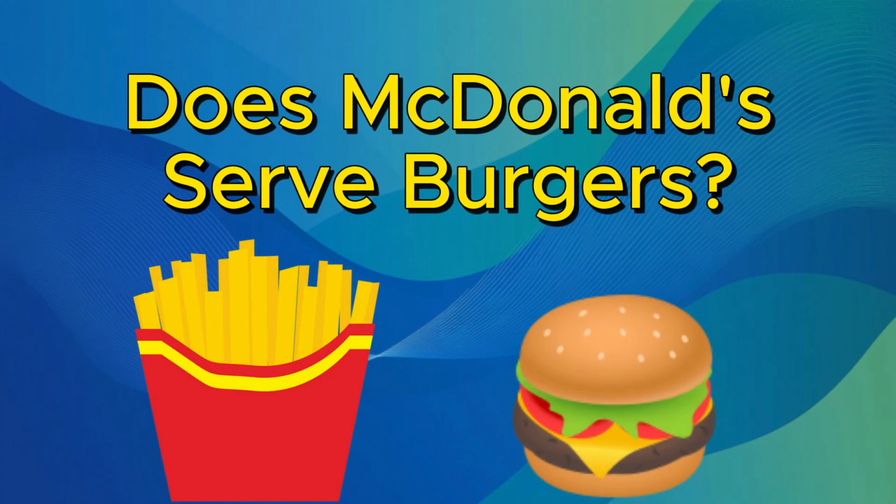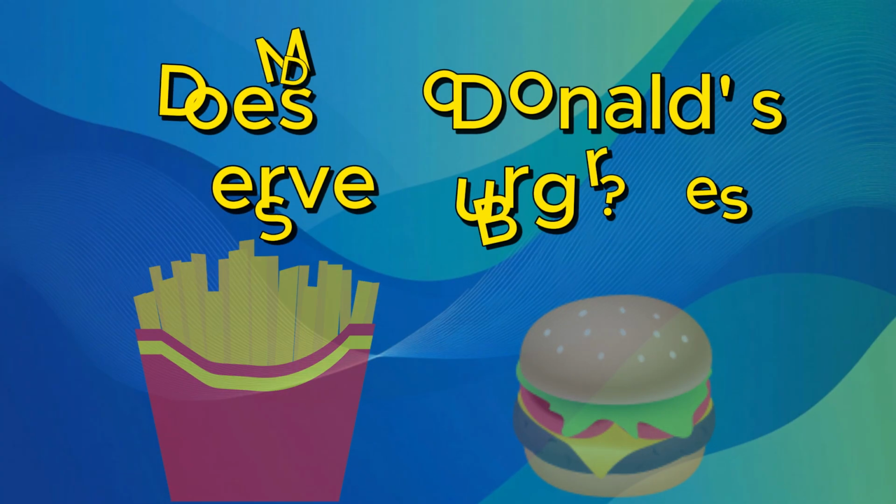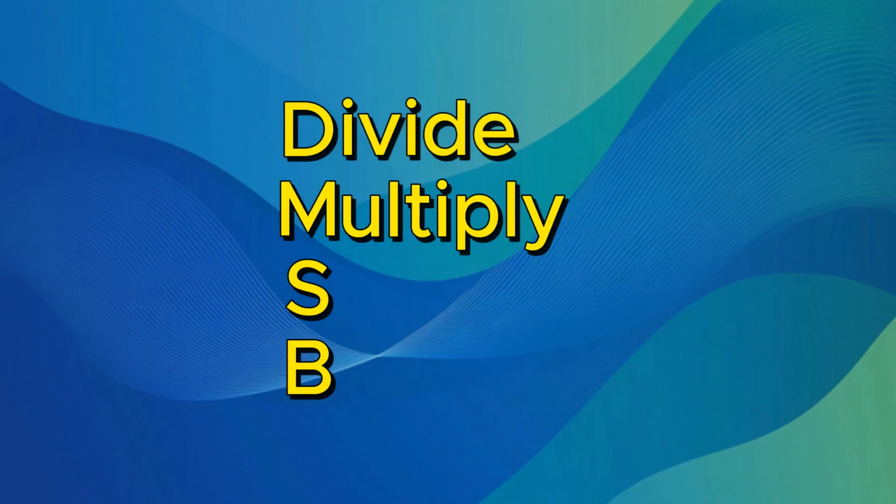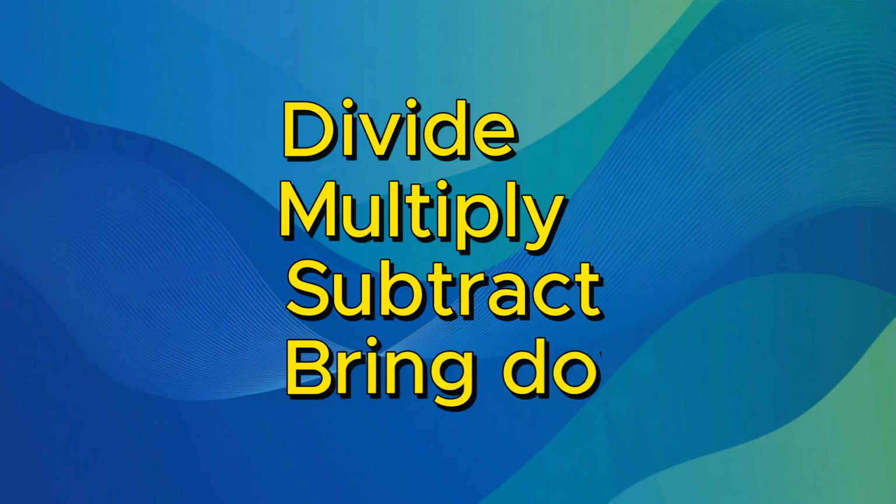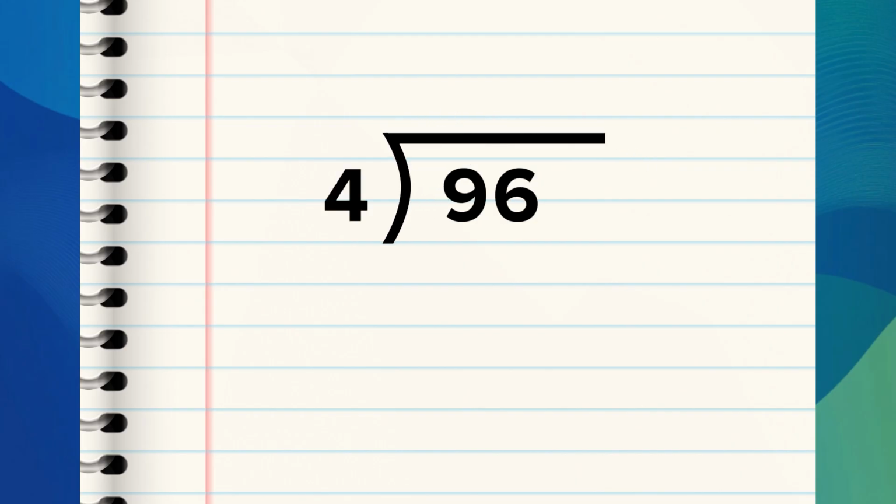To help us remember the steps, we use this phrase. Does McDonald's serve burgers? DMSB. Divide, multiply, subtract, bring down. Now, let's go through an example together. Let's divide 96 by 4 using long division.